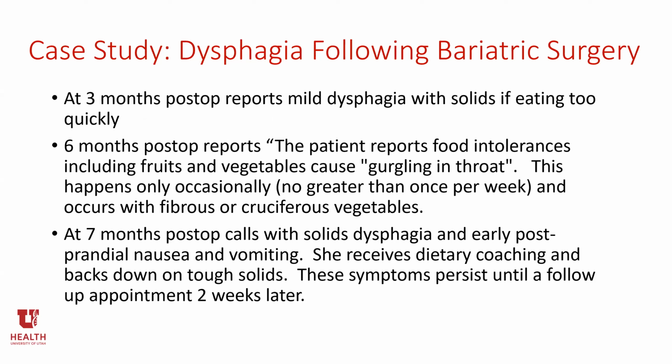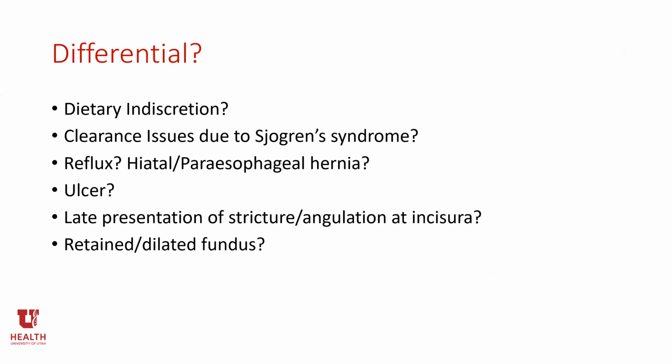And at 3 months post-op, she came in for her routine follow-up and reported some mild dysphagia with solids if she was eating too quickly. And I coached her on dietary modification. And then at 6 months, she came in to follow up with the PA and reported that she was having some problems with fruits and vegetables causing gurgling in her throat. This was infrequent, no greater than maybe once a week, and didn't sound too worrisome. But then at 7 months, she called the office with pretty significant solids dysphagia, early postprandial nausea, and vomiting of undigested food. She got some dietary coaching and backed down on her diet and then re-advanced. And I saw her in clinic 2 weeks later with persistent symptoms.